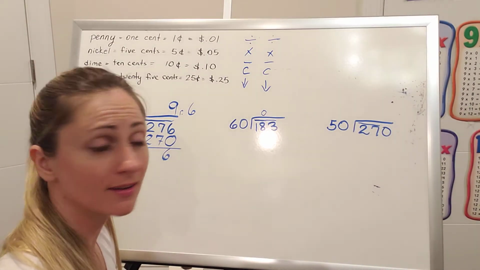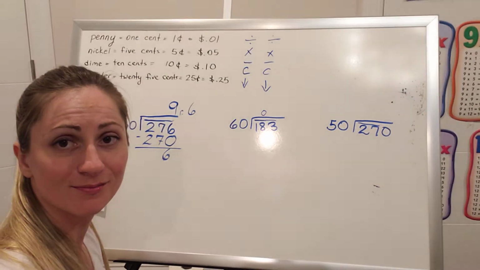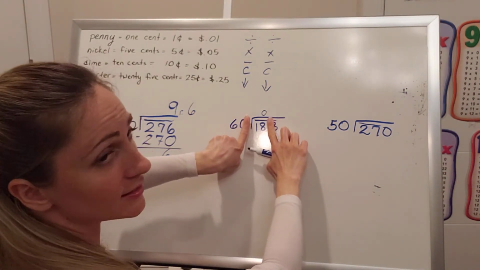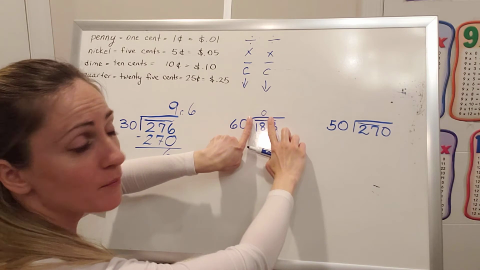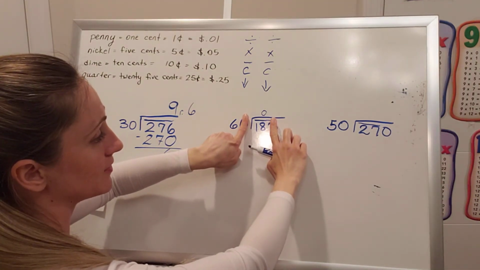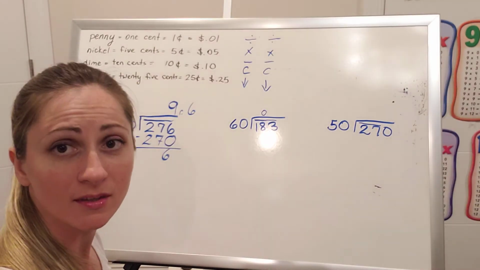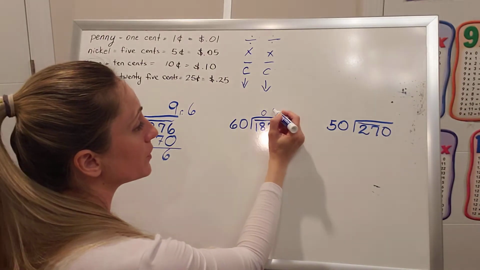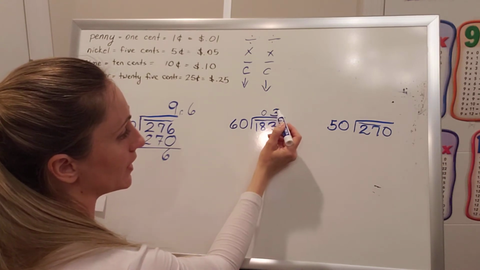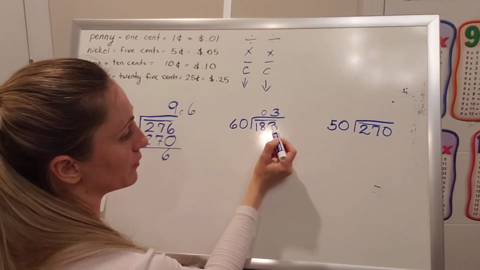Well, you're dividing 18 by 6. 18 divided by 6. How many 6s fit into an 18? 3 of them do. Okay, so we put the answer above the last number we used.